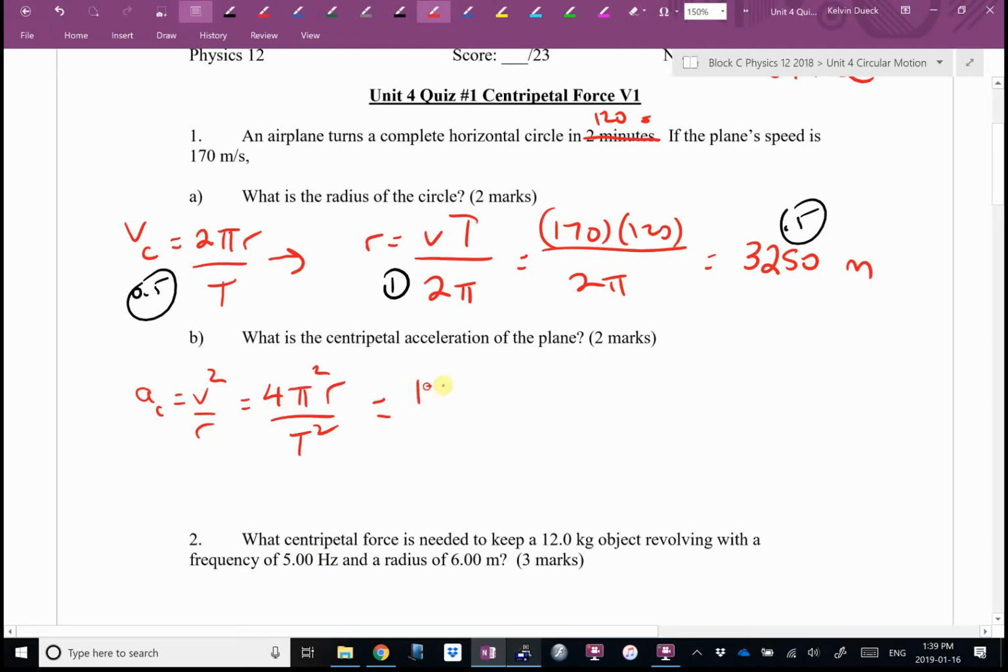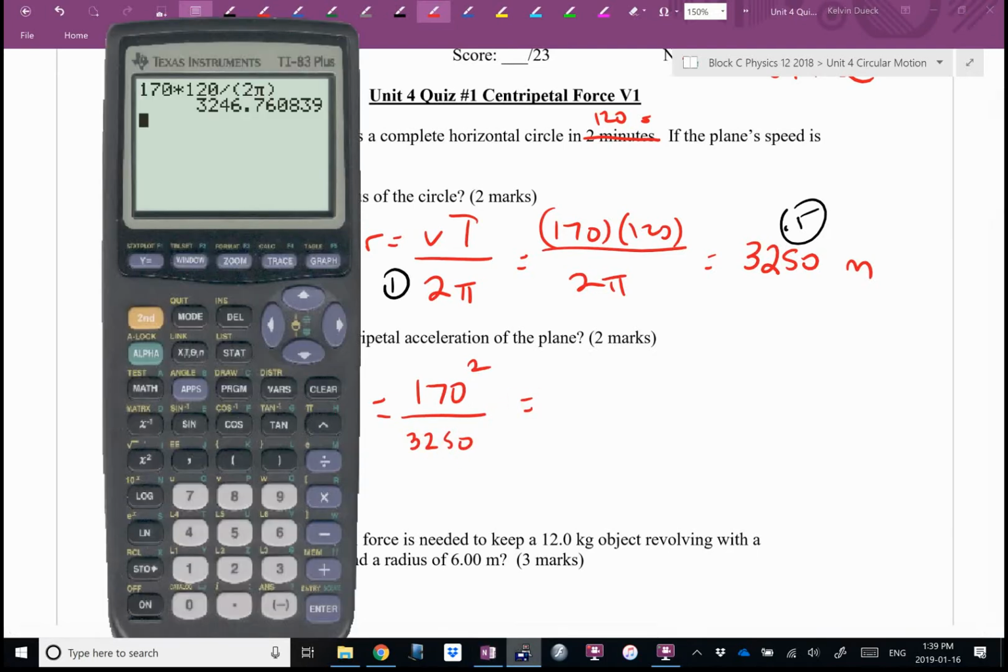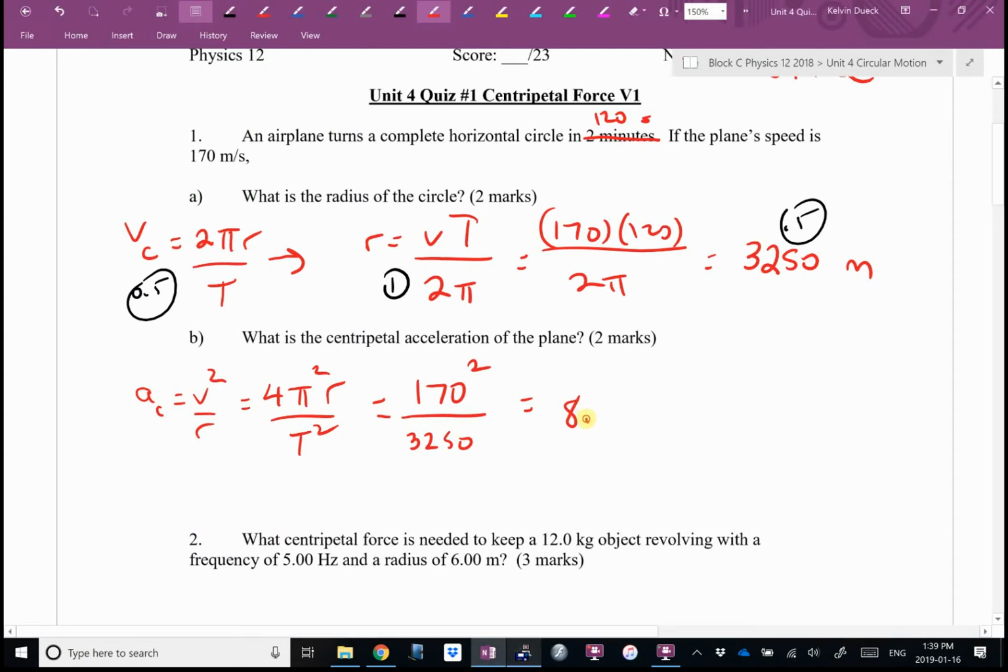I said it's going to be 170 squared over, I wrote 3,250, but of course I used my answer button. You get 8.9 meters per second squared? And I was okay with that answer as well. I said, I think these numbers look like a passenger jet. And when a passenger jet banks, they don't want the customers to feel a big difference.